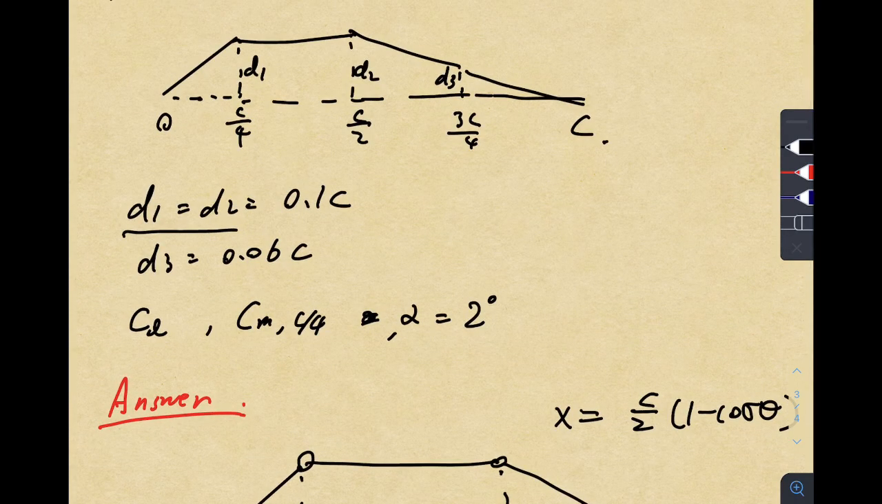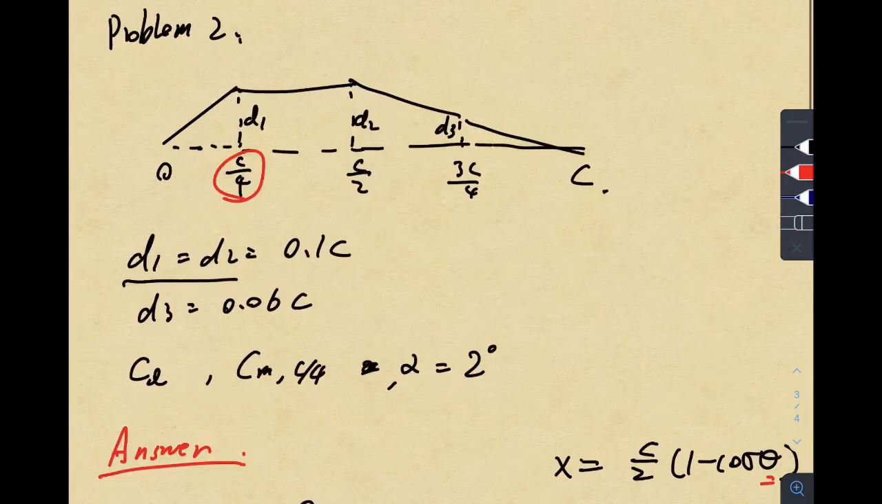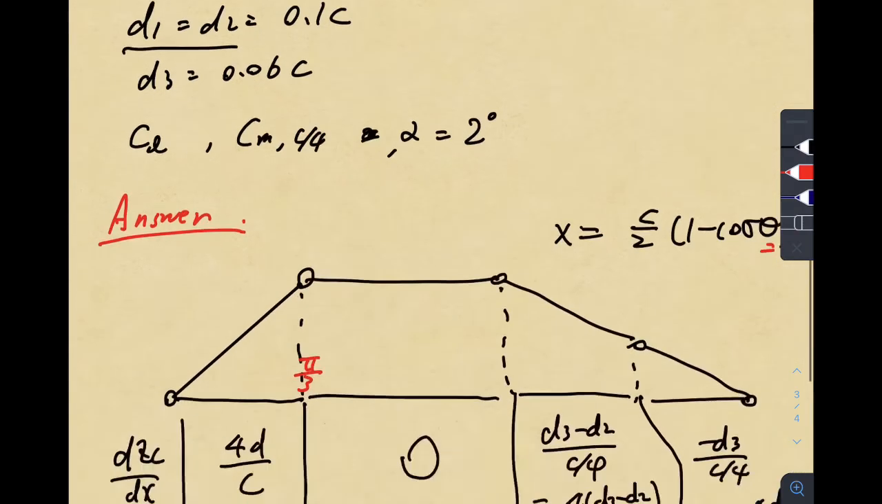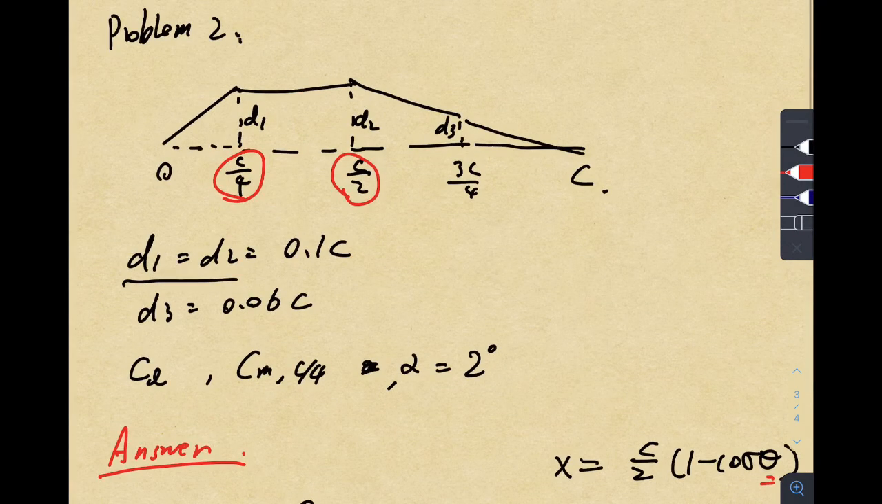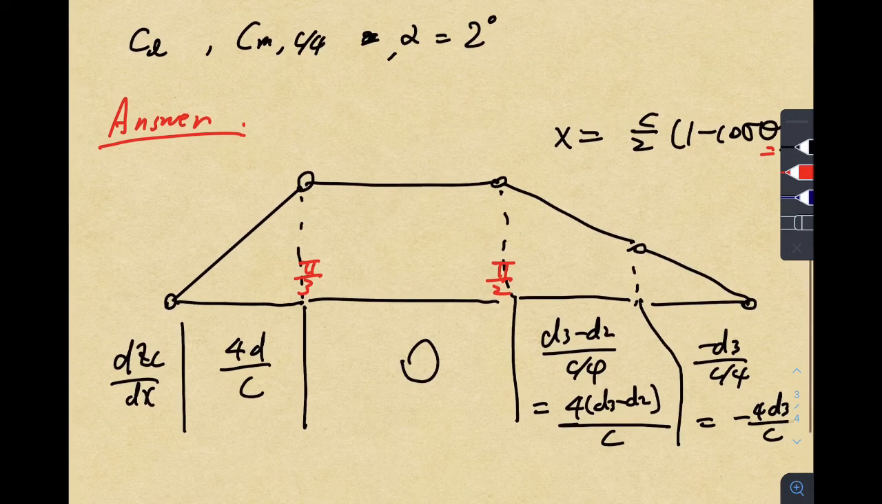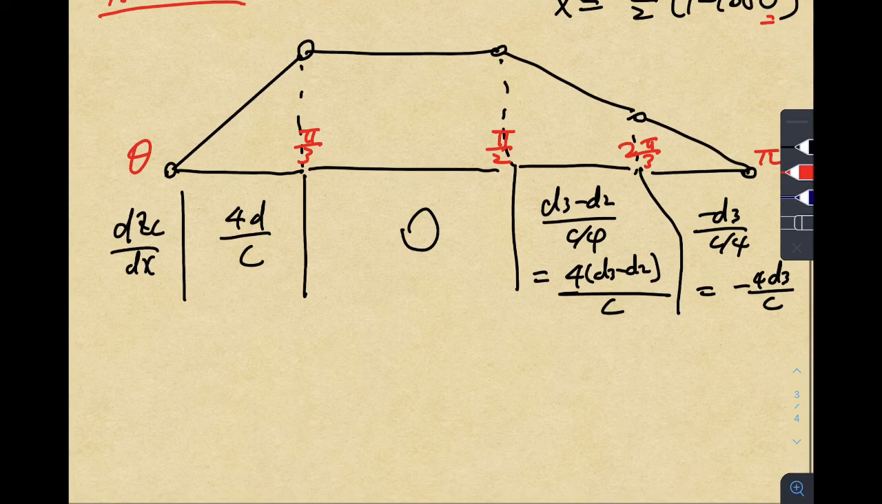For x equals c over 4, the corresponding theta would be pi over 3. For the point where x equals c over 2, the corresponding theta will be pi over 2. For the point where x equals 3c over 4, theta is going to be 2 pi over 3. And the last one is, of course, pi.